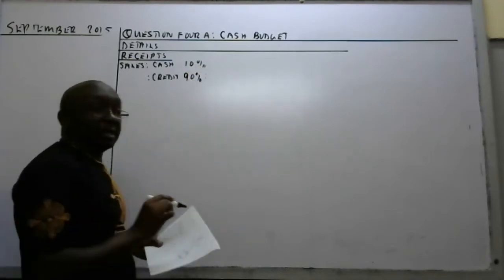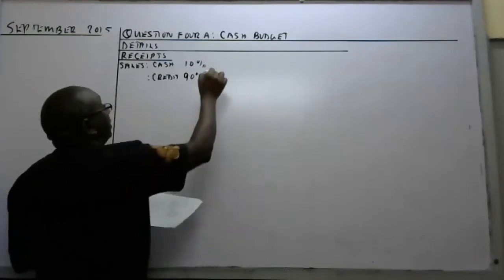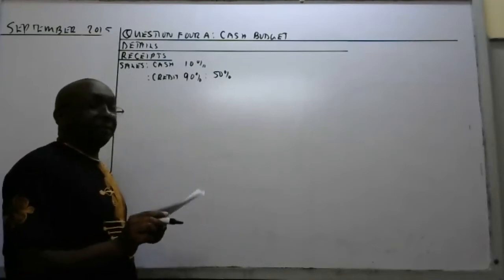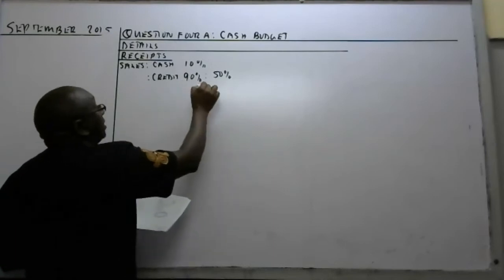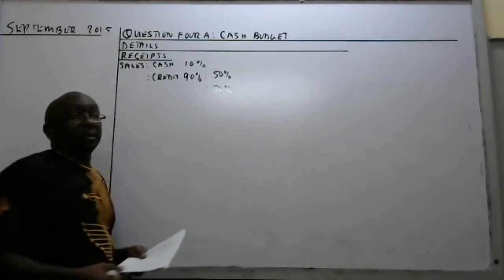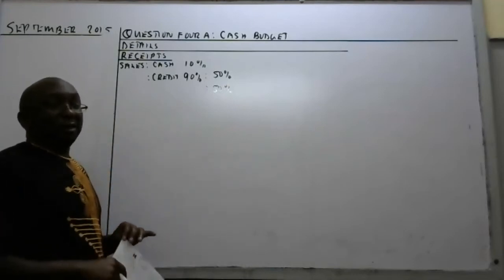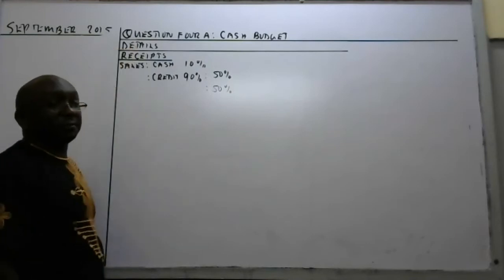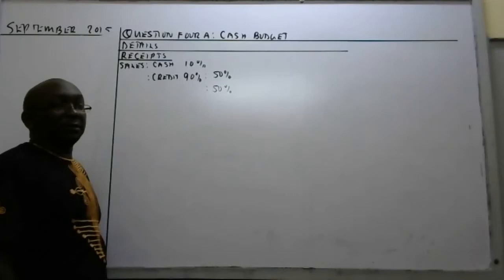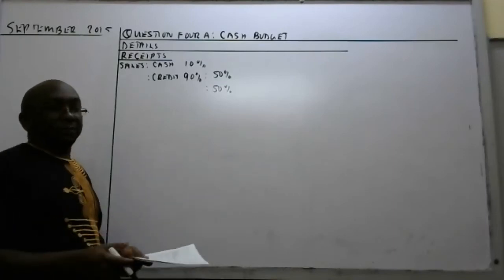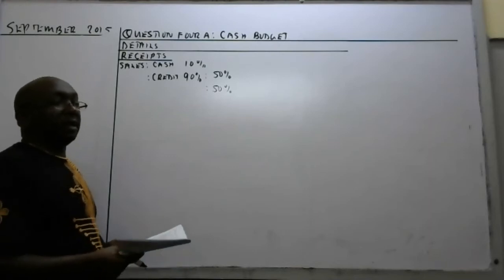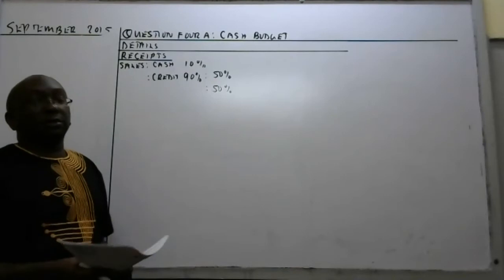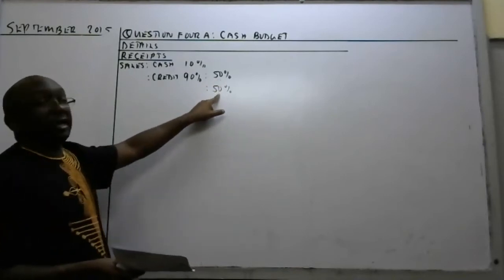But now, of this 90%, we are told 50% will be collected. So 50% of the credit sales are collected, and the balance is also 50%. Because these 50%s are for the credit sales, they are not for the total sales. So the 50% relates only to the credit. That's the first catch. Most students would have used 50 here and then 40 here, which would be wrong.